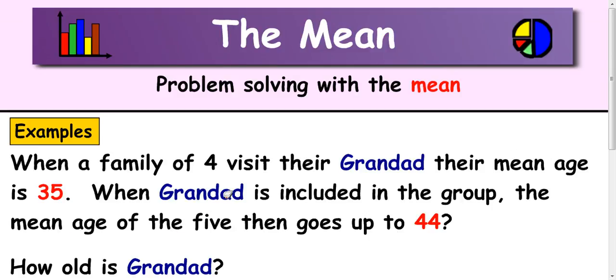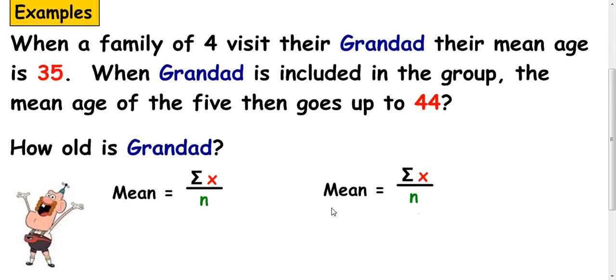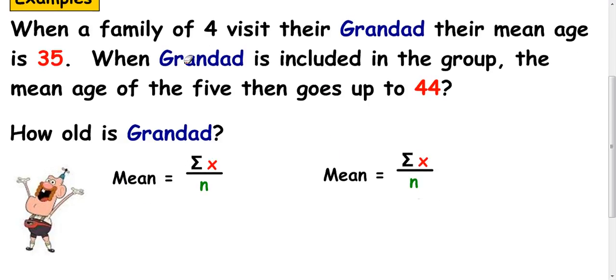Okay, so another example. When a family of 4 visit their granddad, their mean age is 35. When granddad is included in the group, the mean age of the 5 then goes up to 44. How old is granddad? So there's quite a lot of information here. Then when the family of 5, the mean age goes up to 44. So the way to do this is to do 2 separate mean calculations. One where there's 4 people and one where there's 5 people.